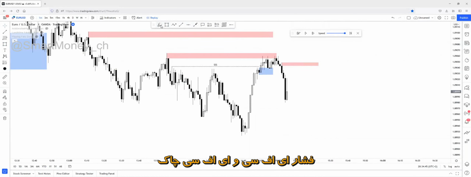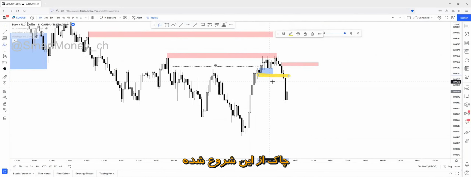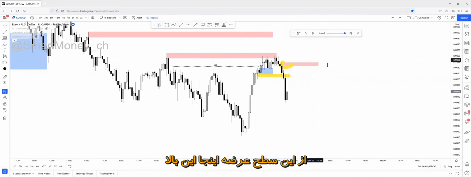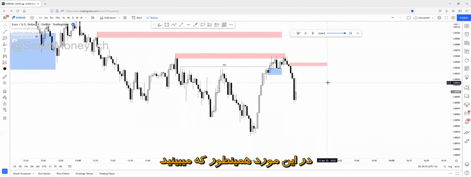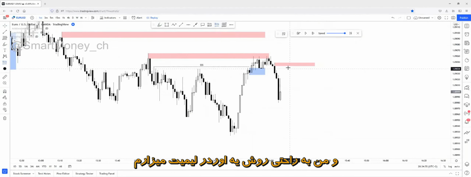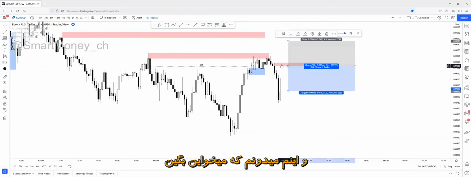So the inefficient push, inefficient change of character and flip has started from this supply zone up here, which is a pretty small supply zone in this case, but still a supply zone. Okay, I would freely set a limit order on this supply zone. And let me tell you why.